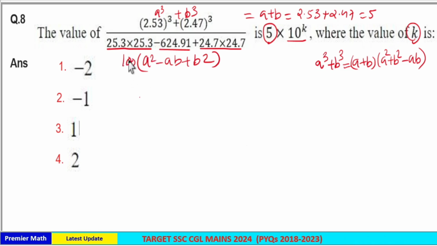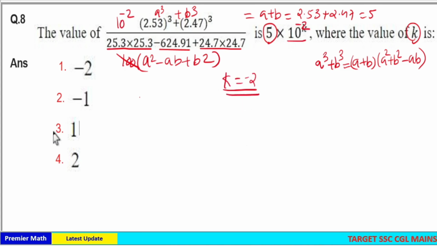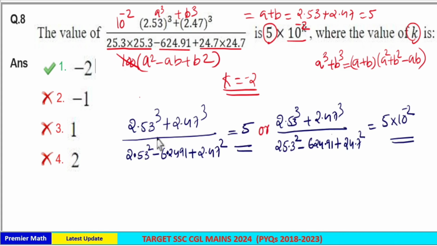So, if you are multiplying 100 with the denominator, you should multiply 10 raised to minus 2 with the RHS as well. That is, when you are multiplying 100 with the denominator, you are multiplying the term with 10 raised to minus 2. Then you should multiply the answer with 10 raised to minus 2 as well. Which means k here is equal to minus 2. Option 1 is your answer.